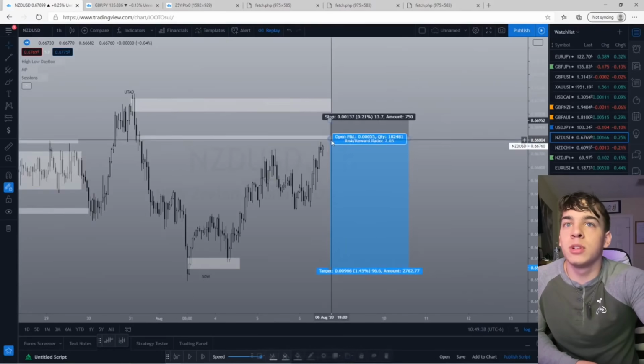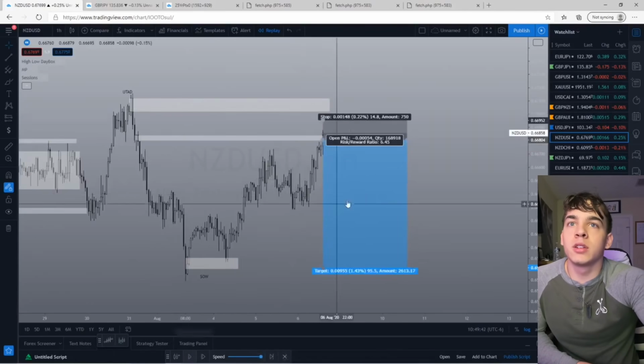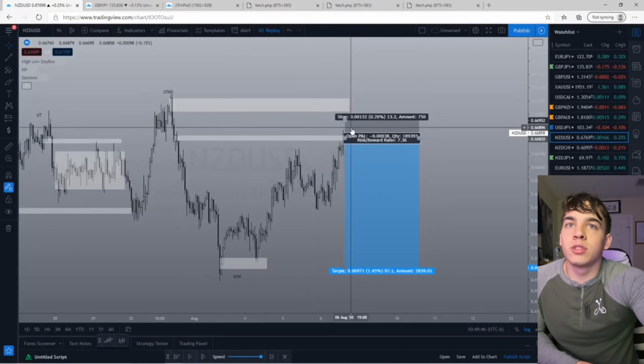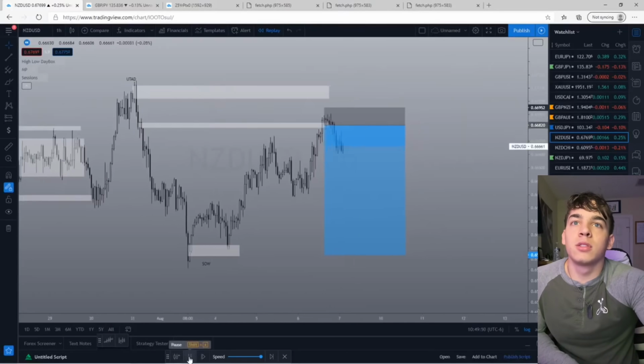So my stop loss would be somewhere around here. Entry will be somewhere right here, and we can see if we can get entered. There we go. Entry would once again be somewhere right within this zone. Stop loss would be right here. We go ahead and press play and see how this plays out.